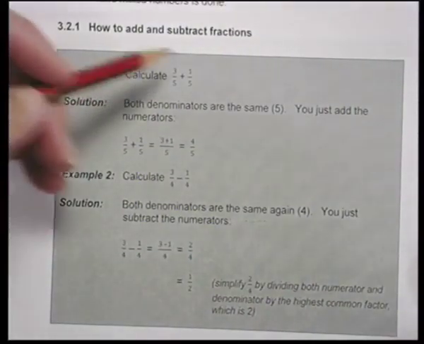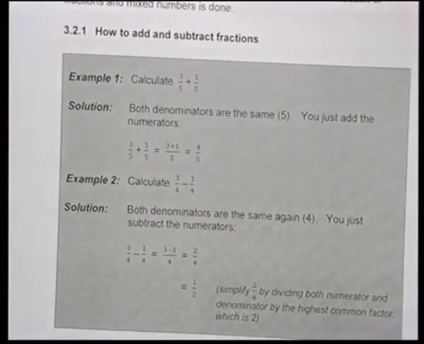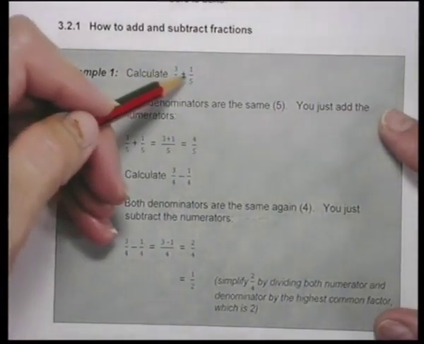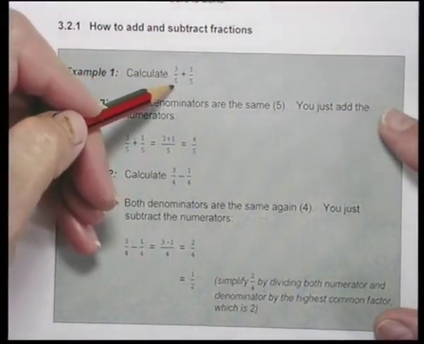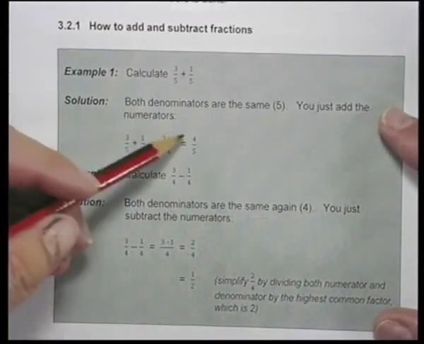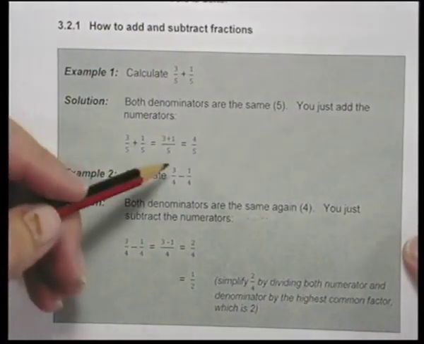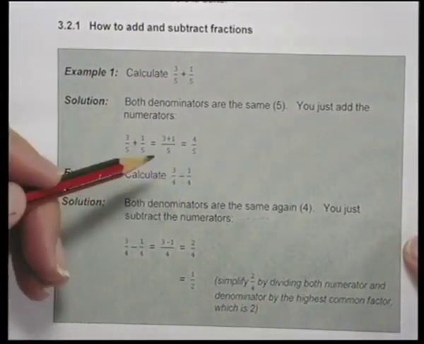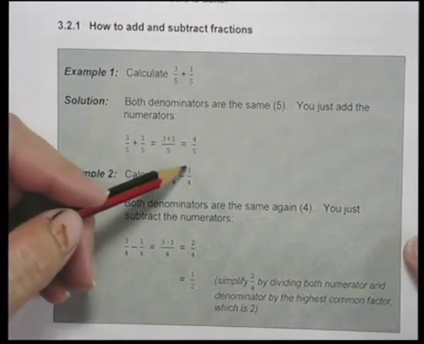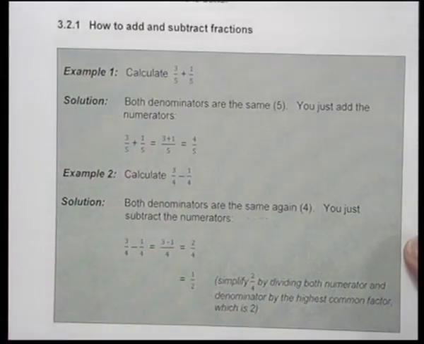Example 1, we can calculate 3/5 plus 1/5. But the denominators must be the same. Luckily in this case, the denominators are the same, 5 and 5. So we can easily say 3 plus 1, which is 4/5. The same with 3/4 subtract 1/4. The denominators are the same, so we can just say 3 minus 1, which is 2/4, simplify to 1/2.